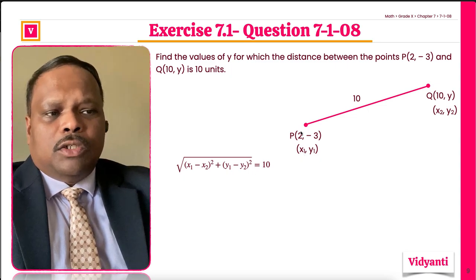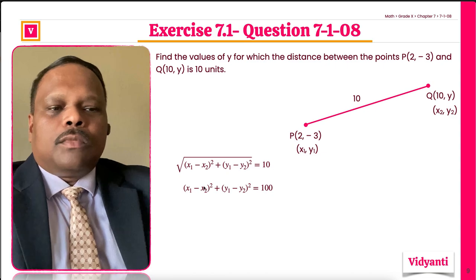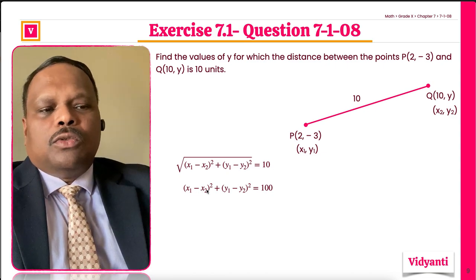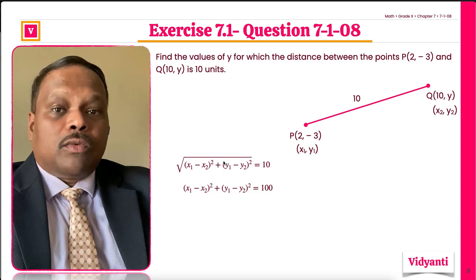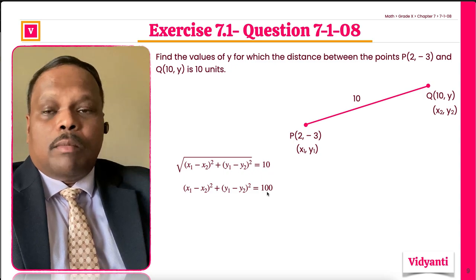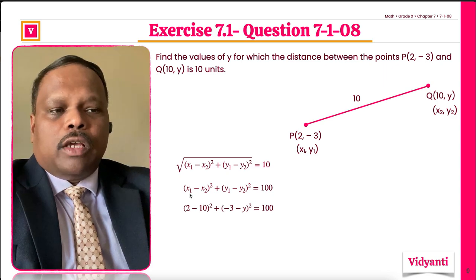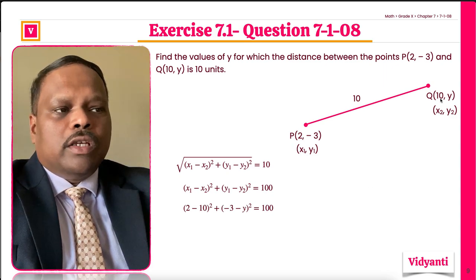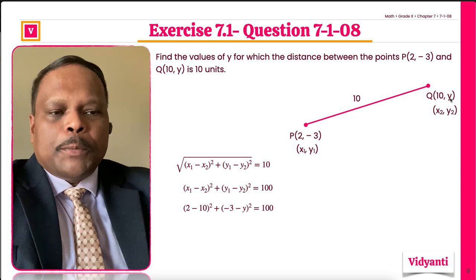Here x1 is 2, y1 is negative 3, x2 is 10, and y2 is y. So x1 minus x2 the whole square. First we'll get rid of the square root by squaring both sides. 10 square will become 100. And now we will substitute the values of x1 and x2. x1 is 2, x2 is 10. y1 is negative 3 and y2 is just y.